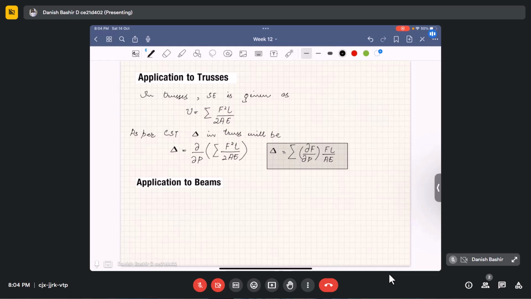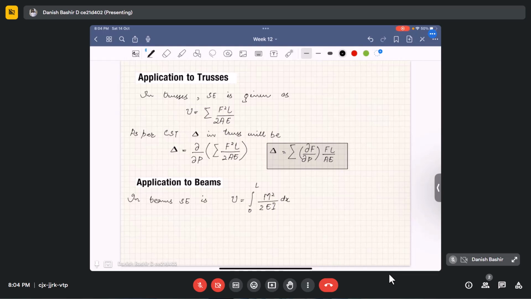Now, in application to beams, we know that in beam members the strain energy is given as... What is the strain energy in beams? We studied that strain energy U will be the integral from 0 to L of M squared by 2EI dx. Hope you remember this expression. We have to integrate this expression.